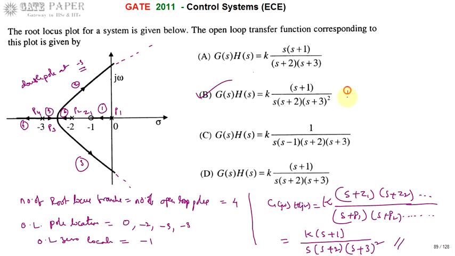So the right answer is B. B is the right answer for the given question. Thank you.